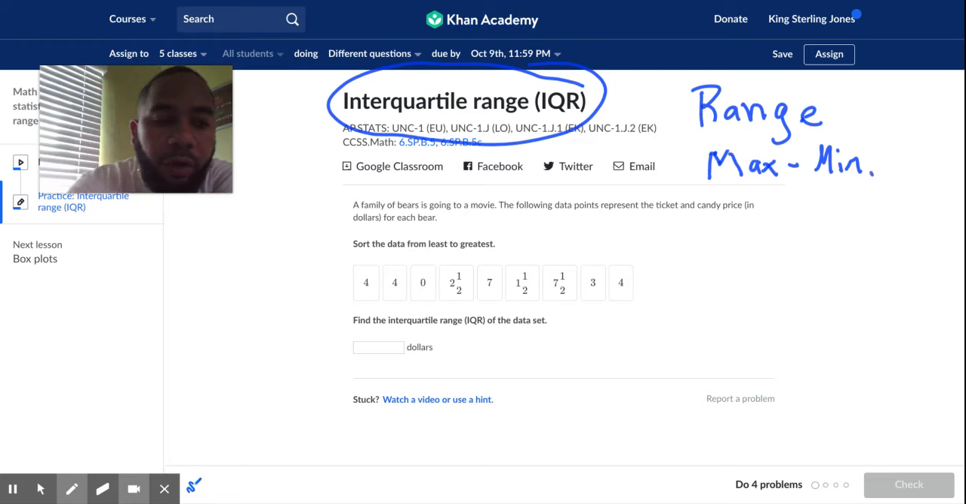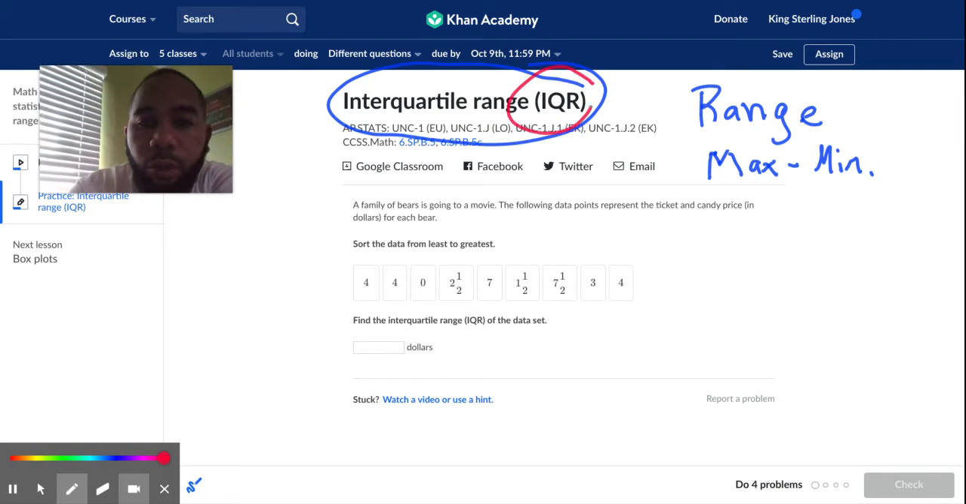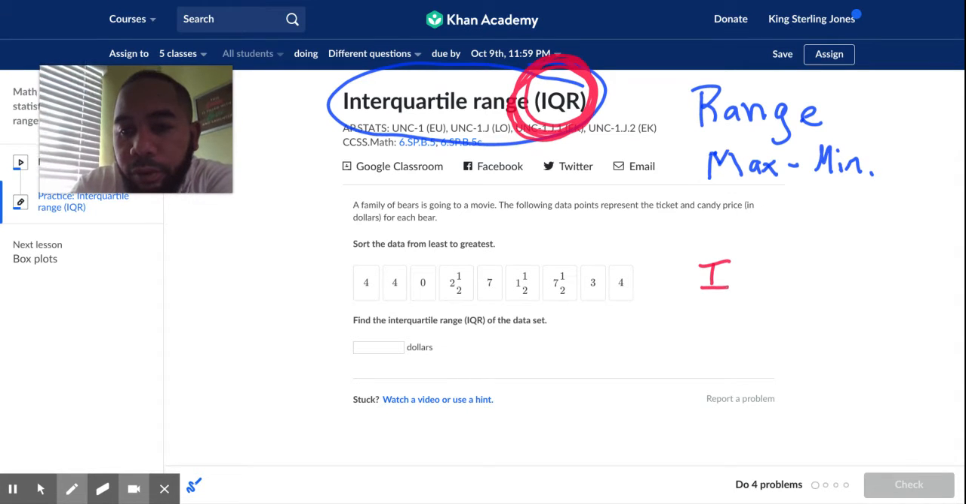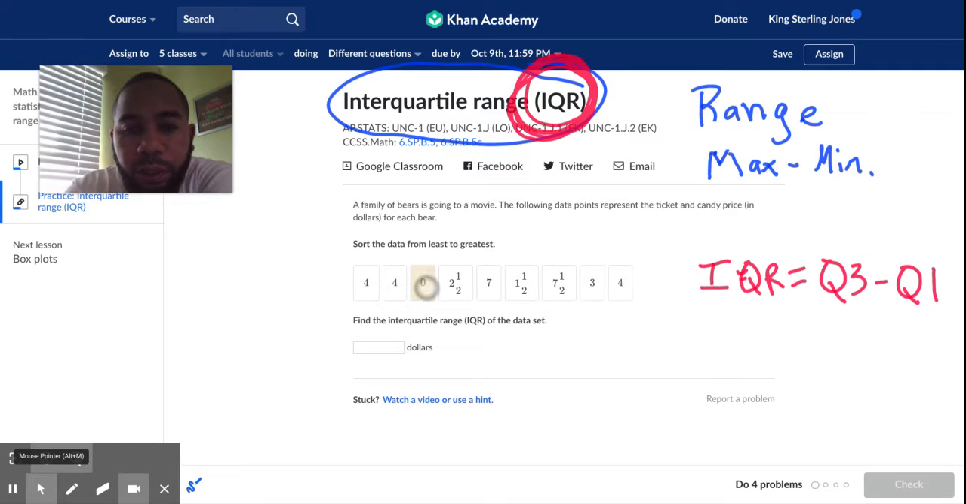But we're not talking about range. We're talking about the interquartile range, the IQR. And IQR is equal to Q3 minus Q1. So the first thing we want to do, just like finding a median, is put these in order, least to greatest.